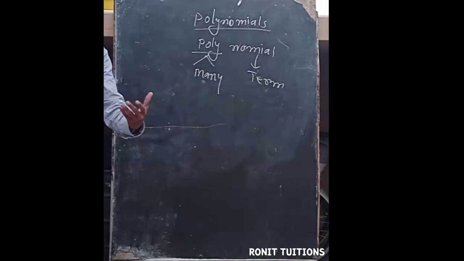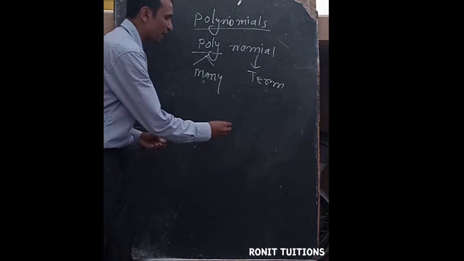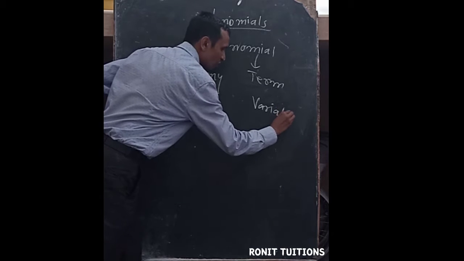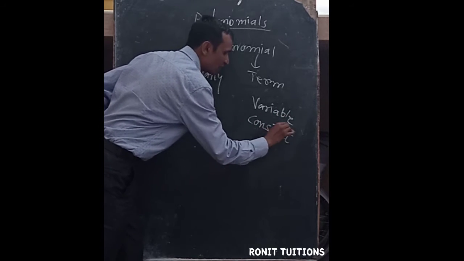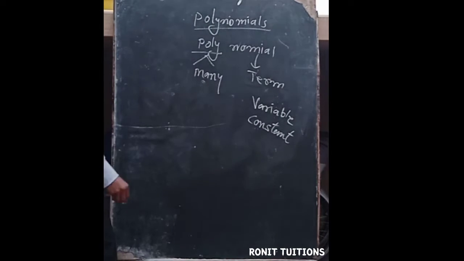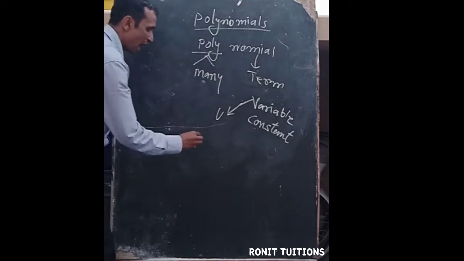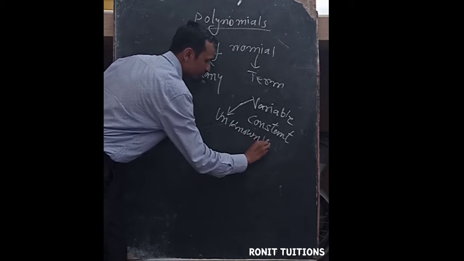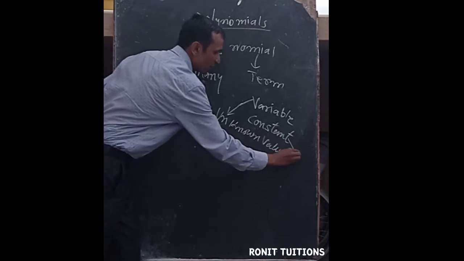So there are the terms. Two things are coming in the terms. One is known as the variable and one is known as the constant, or it is also called the coefficient. Variable is the unknown value.